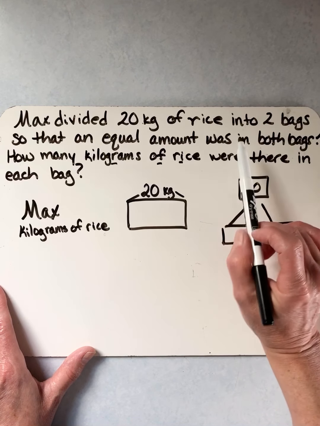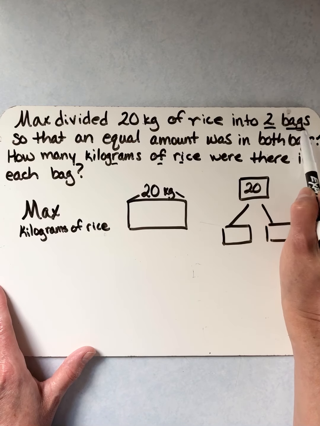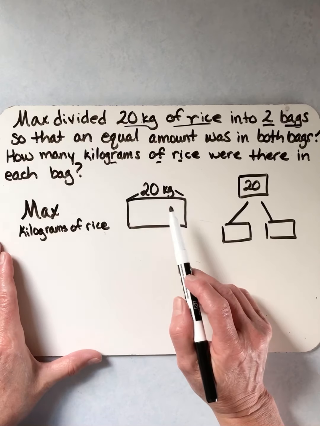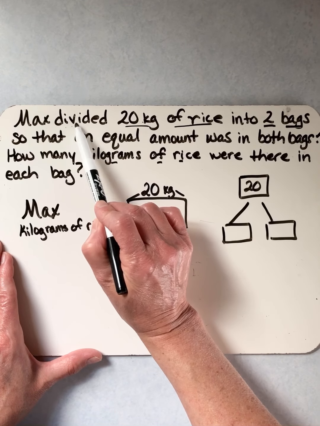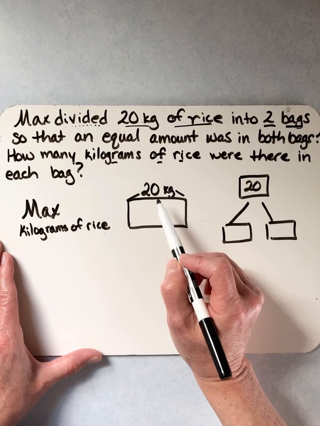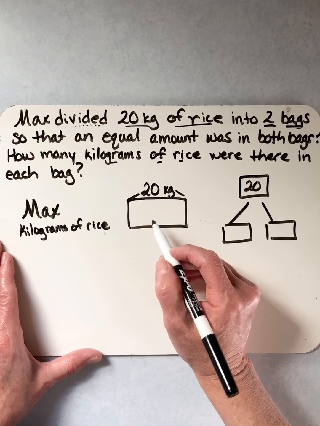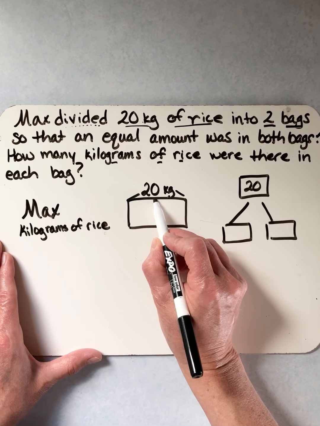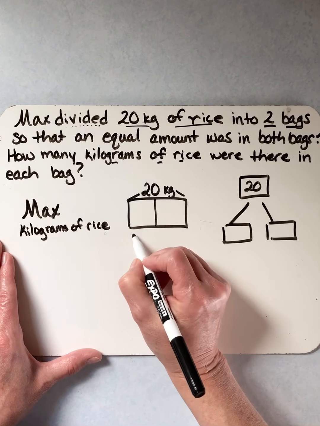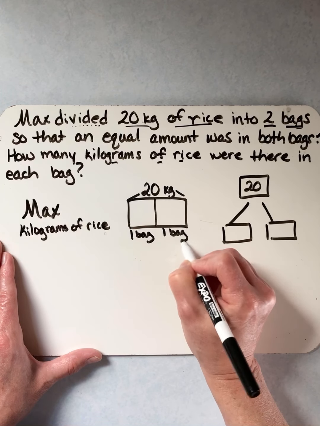All right. Now, Max divided 20 kilograms of rice into how many bags? 2 bags. So we've already dealt with this. 2 bags. How are we going to do that? Here's a clue word. The clue word is divided. So we're going to divide this unit bar into 2. And we want to make both sides as equal as possible. So I'm just going to eyeball it here without measuring. And I think that's about right down the middle. This side is 1 bag. And this side is 1 bag.